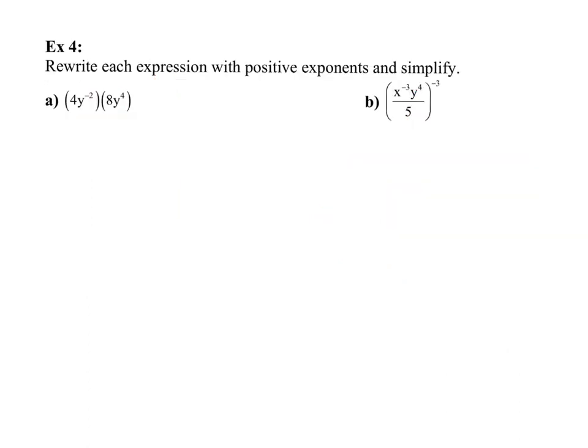Rewrite each expression with positive exponents and simplify. So we're going to do 4 times 8, which is 32. Then we have y to the negative 2nd, and we're going to apply the product property here of exponents. So we're going to add up the powers.